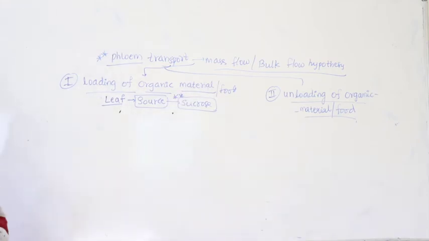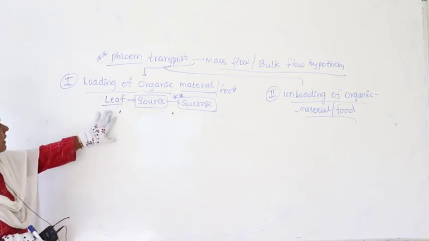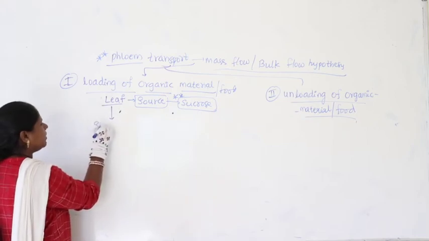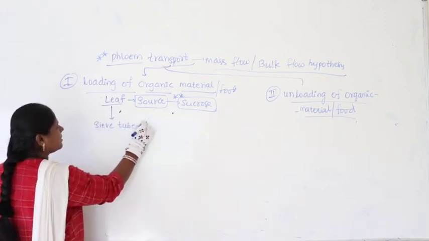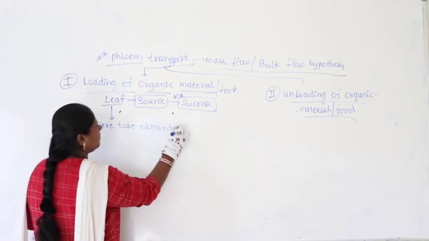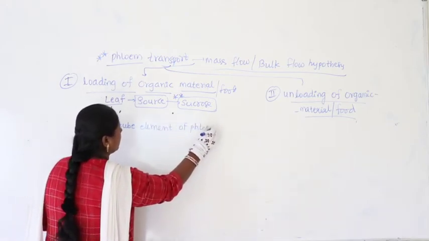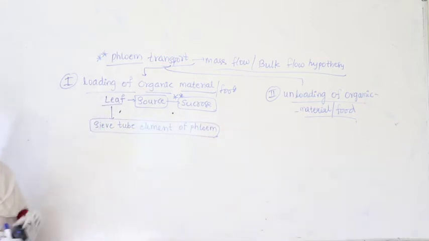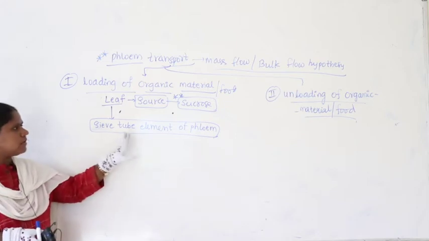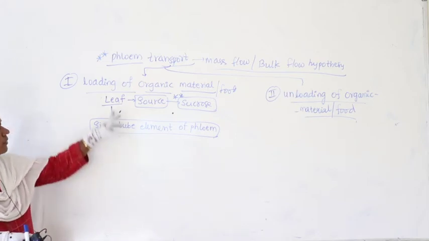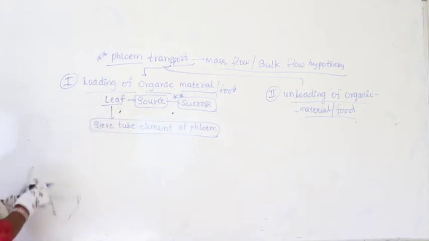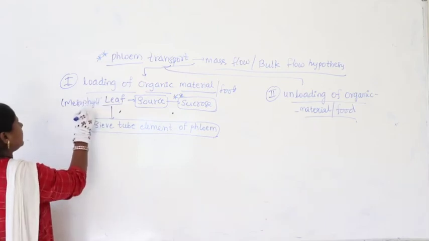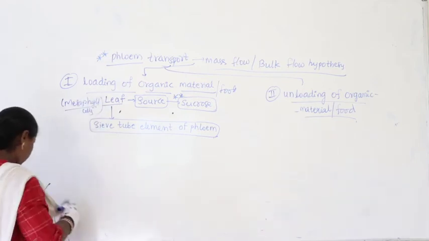So when you take the sucrose and the leaf, what happens here? From the leaf, where is it entering? Sieve tube elements. Within the leaf, where is it present? It is present in the sieve tube element of the phloem. From the mesophyll cell, where is it going to begin? It's going to begin from mesophyll cells.